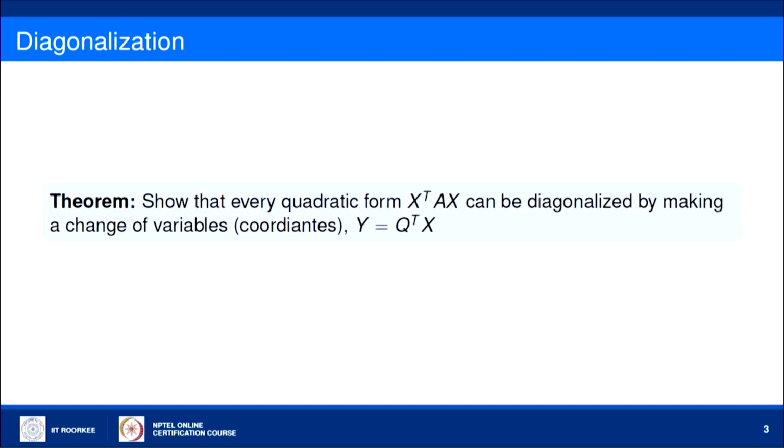Now, we have a very important result and we will see the application of this theorem later on. Every quadratic form x transpose A x can be diagonalized by making a change of variable or coordinates, let us say y equals Q transpose x. So, let us see the proof of this.